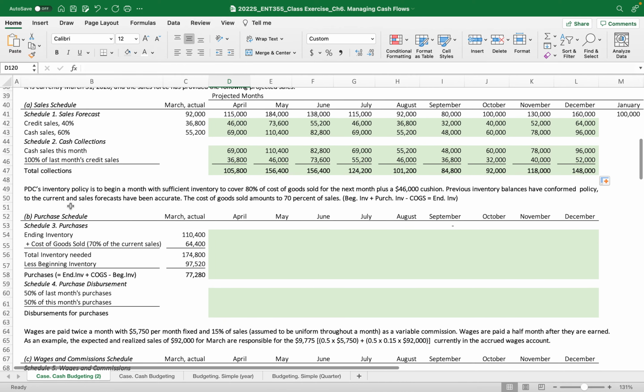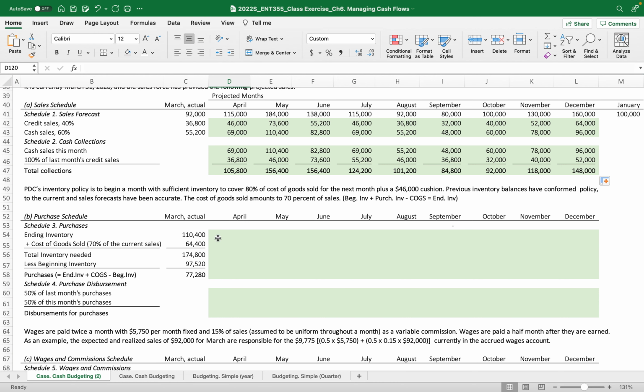Okay, now next, the purchase schedule. The inventory policy is to begin a month with sufficient inventory to cover 80% of the cost of goods sold for the next month plus the $46,000 cushion. That is, every company has an inventory policy to avoid inventory shortage, right? And that inventory is usually the cost of goods sold of the next month. Why? Because cost of goods sold is the actual inventory sold, right? So they need a certain percentage of the next month's cost of goods sold.